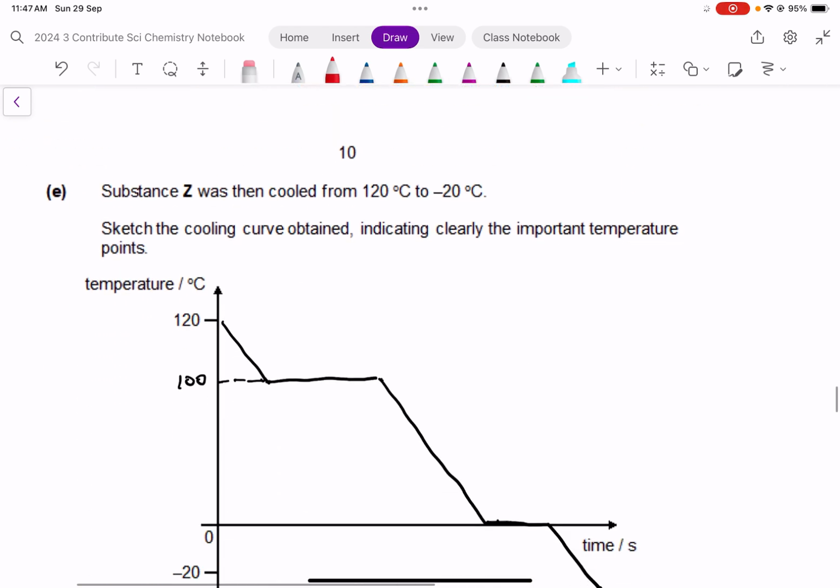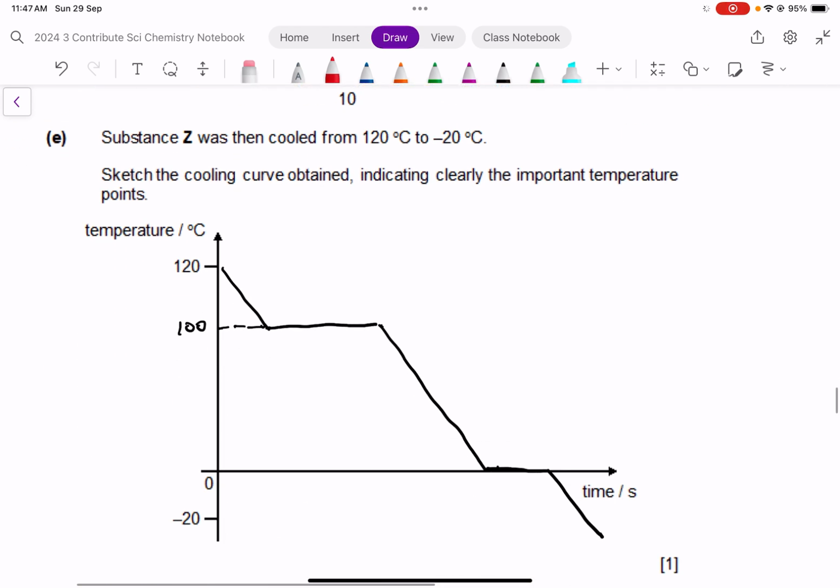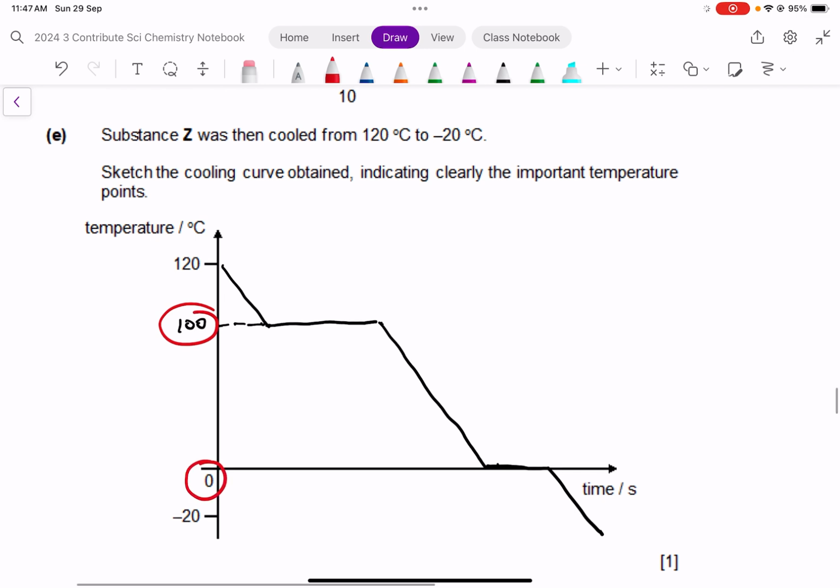Moving on to part E. So now we sketch the cooling curve. Cooling curve basically is just a reflection of the heating curve. So you go down from 120 to minus 20. Alright? Marking out the boiling point as well as the melting point.